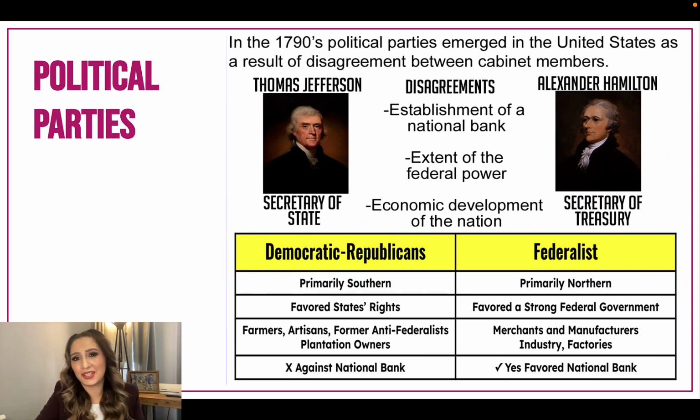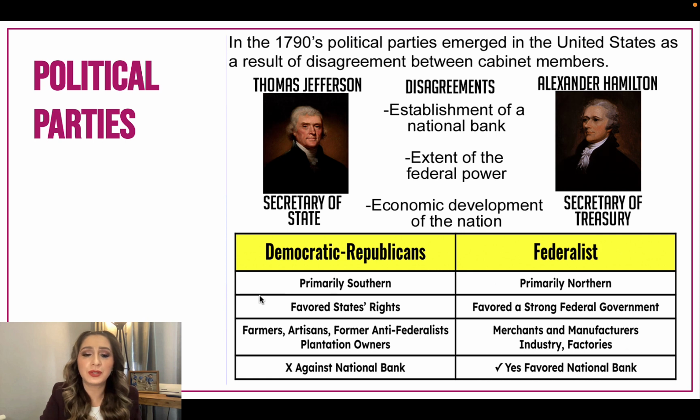One of the things that started happening, unfortunately, within Washington's presidency is political parties because of the disagreements that these cabinet members had. Thomas Jefferson disagreed with Alexander Hamilton. And let me tell you why. First of all, they're opposites. Jefferson is from the South, Hamilton is from the North. Right? So they created their own little gangs in government.